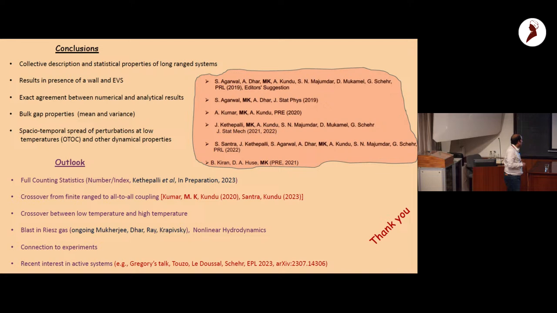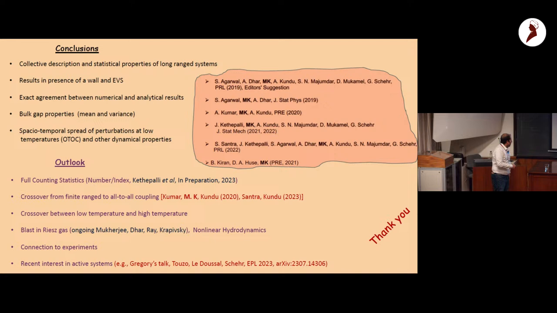So what I didn't talk about is crossover from finite range to all-to-all coupling. I told you that in our model, every particle is coupled to every other particle. We also did some work with Avanish and Anupam long ago on finite range systems, where every particle is coupled to only a few particles to the left and a few particles to the right. So D number of particles, where D is just order one. And later, Saikat and Anupam tried to interpolate between finite range and all-to-all coupling. There are still a lot of open questions in how to go from finite range to all-to-all coupling.